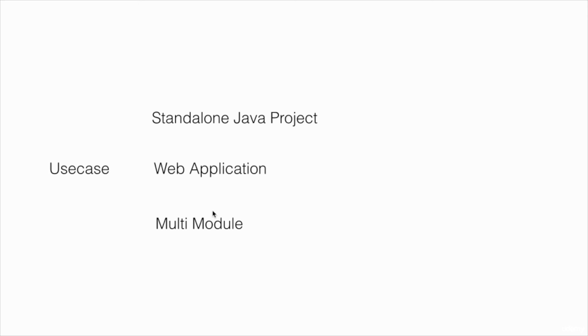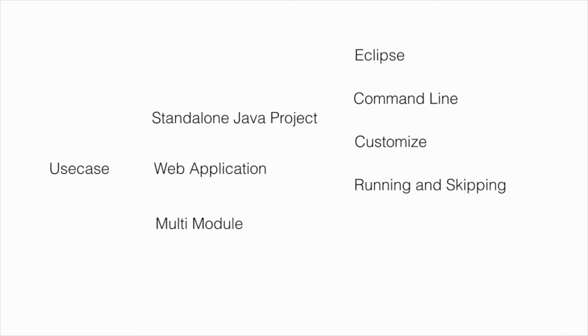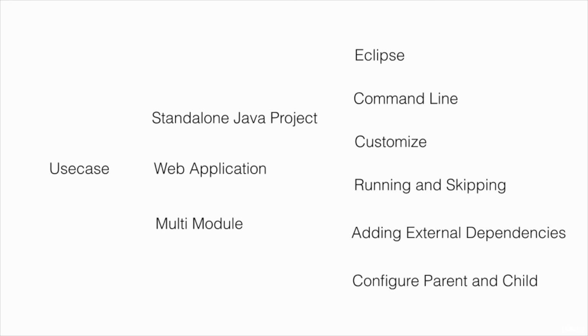While doing this, you will learn the various concepts such as using and creating Maven projects from within Eclipse, as well as building them from the command line. Customize the Maven default settings. You will also learn how to run and skip the unit tests from within Eclipse as well as command line. Adding external dependencies to our project such as Spring, as well as configure parent and child in a multi-module Maven project.